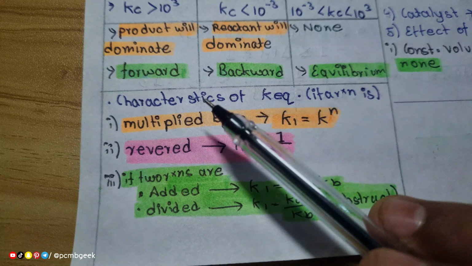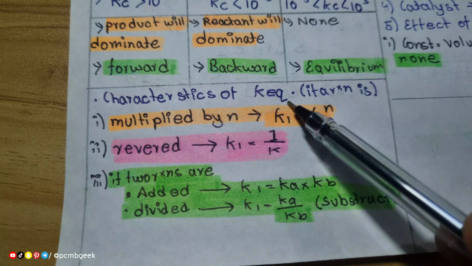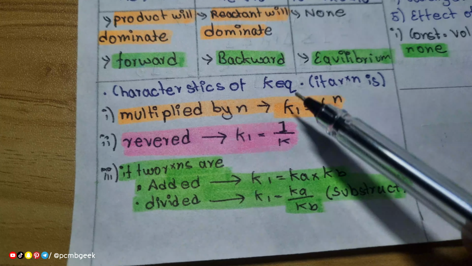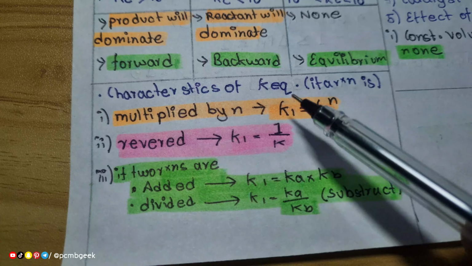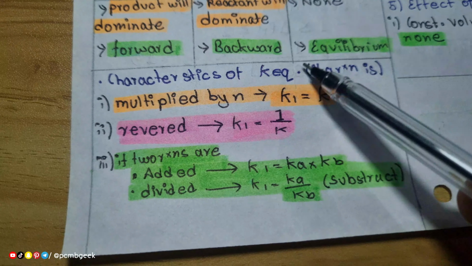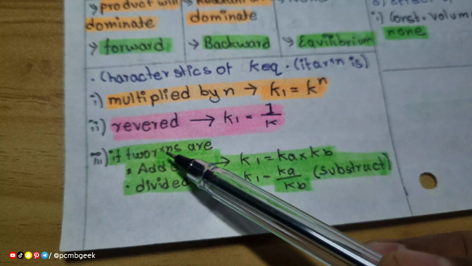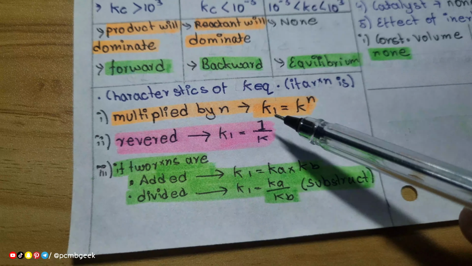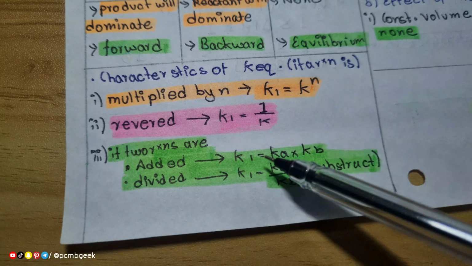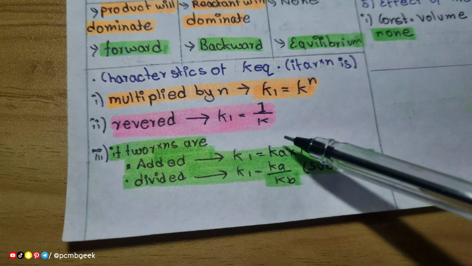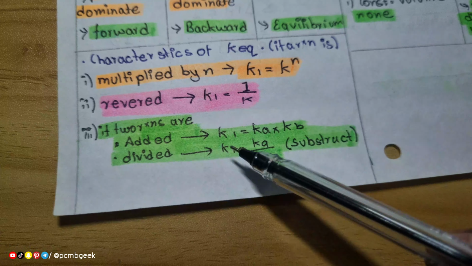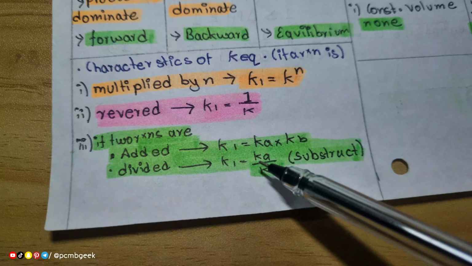Now, if a certain reaction is multiplied by n, that is, initially it has an equilibrium constant K. After multiplying the reaction by n, the final equilibrium constant will be the initial equilibrium constant raised to the power n, the coefficient by which it is multiplied. Now, if the chemical reaction is reversed, the final equilibrium constant will be the reciprocal of the initial equilibrium constant. If two reactions are added, then their final equilibrium constant will be the product of the individual ones. Now, if they are divided, simply the final equilibrium constant will be Ka divided by Kb.